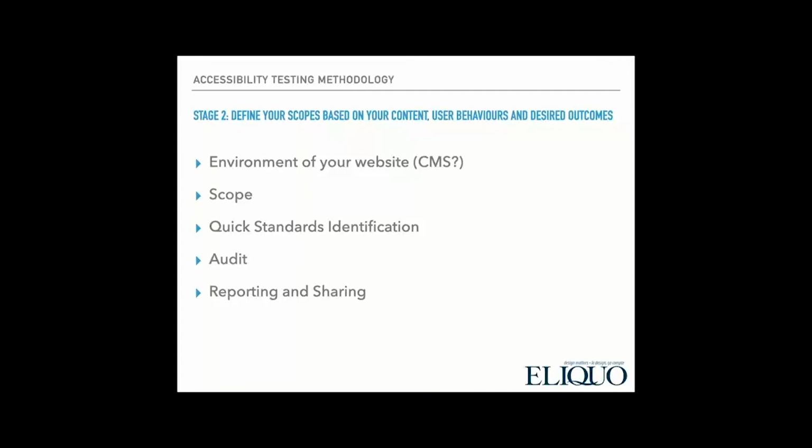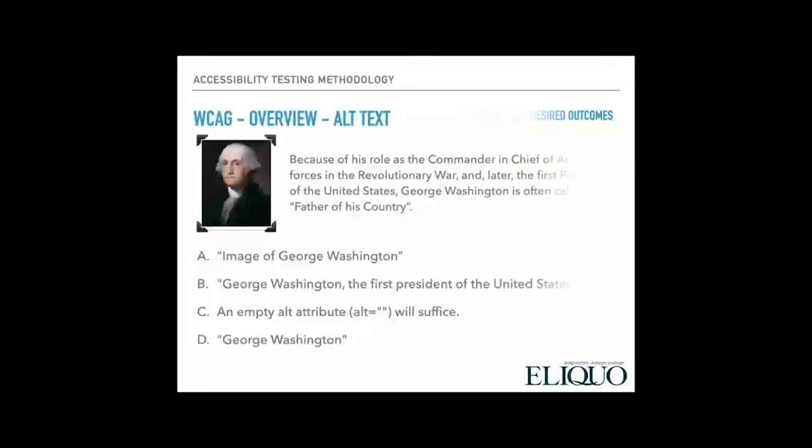Some of them, I'm going to come back to this page, but, for example, do you have alt text on your images? For anybody who doesn't know, alt text would be read out loud by a screen reader for visually impaired users that cannot see the screen. So what would they hear? For this example here, we have an image of George Washington, some content, and then some different options for the alt text to provide for visually impaired users to hear.